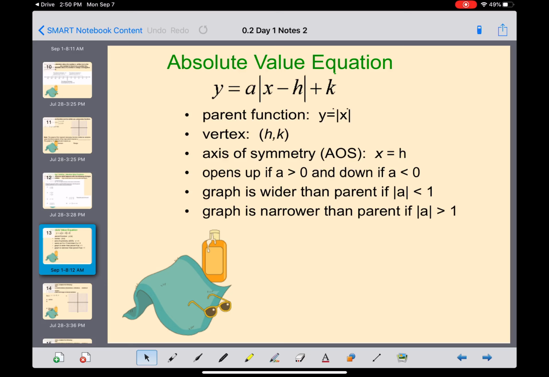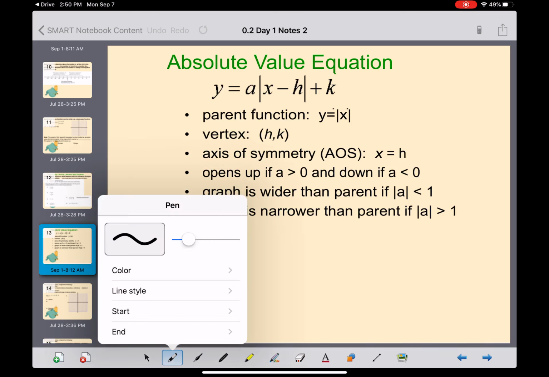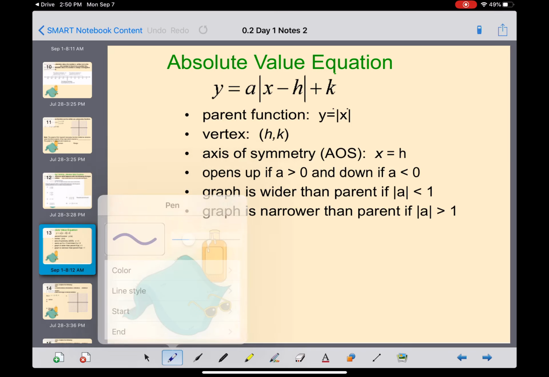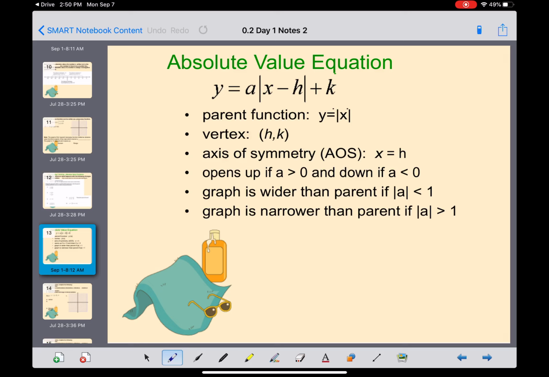Now that you have done your Desmos discovery, we're going to formalize that a little bit. So this is your absolute value equation. The biggest thing that I tried to get across in that Desmos activity was this x minus h format. When your h value is positive, it will go to the right, so horizontal. Because x minus, if my value is positive 3, that's what it's going to look like in the absolute value.